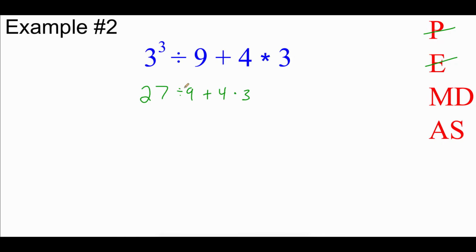So the very first thing I see happening is this divided by 9. So 27 divided by 9 should give me 3. But then I've got my plus 4 and my times 3. Now I need to take care of this multiplication on the end. So 4 times 3 should give me 12. But then I still have this 3 plus in front of that 12. Multiplication and division are gone, so I'm going to cross that one off the list.